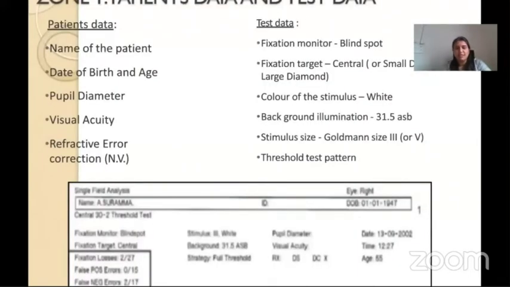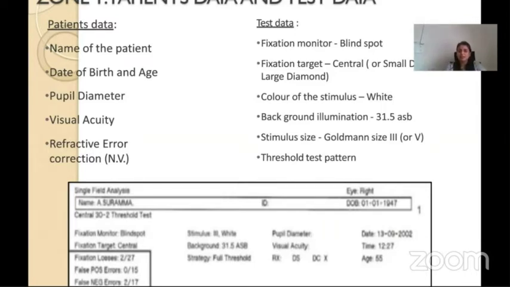In zone 1, we basically have patient's data and test data, which includes the name of the patient, the date of birth, age, pupil diameter, visual acuity, and the refractive error. The age is usually very important because the field has an age-corrected normative data. Otherwise, you get a depressed field. Even the pupil diameter, if it is a miosed or a mid-dilated pupil, we get a depressed field. Refractive error for near vision has to be corrected whenever you do this test. Otherwise, you get a depressed field.